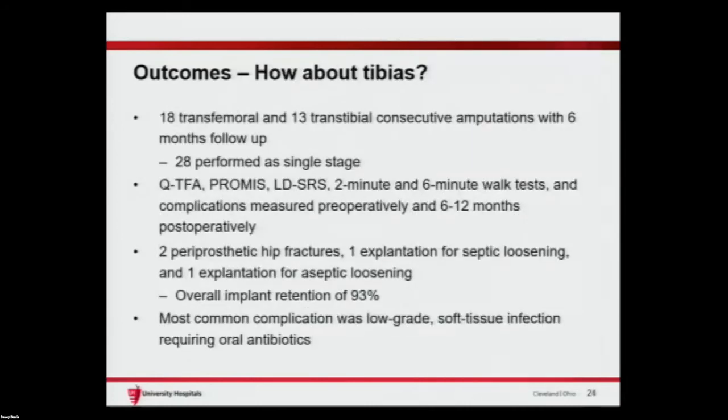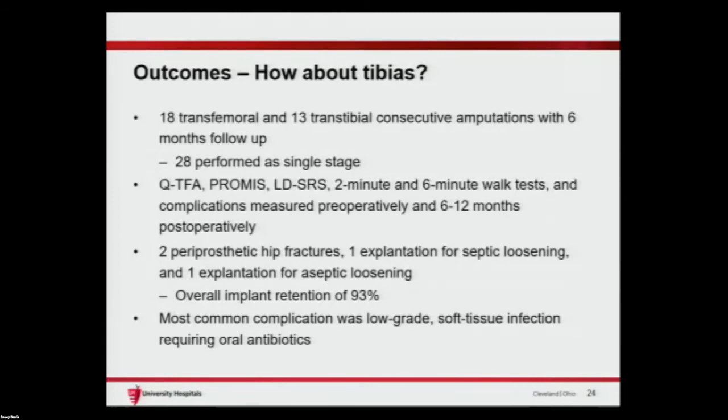So how about tibias? This is a study that, again, was just looking at outcomes, but it had a good mix, I thought, of femurs as well as tibias, whereas most studies focus primarily on femurs. Again, they're looking at patient-reported outcomes as well as some surveys, and looked at 2 and 6-minute walk tests. As far as complications, they saw 2 periprosthetic fractures, 1 explant for septic loosening, and 1 explant for aseptic loosening. But the overall survival rate of all these implants is about 93%, which is in line with what you see in other literature. Most common complications, again, were low-grade soft tissue infections.